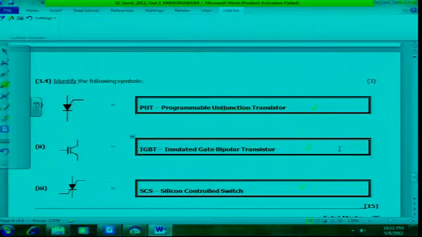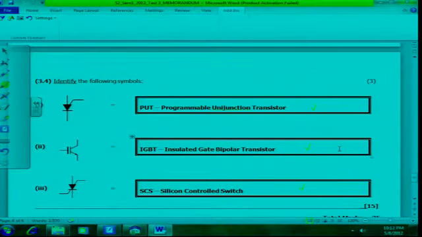First one, of course, was the programmable unijunction transistor, or the PUT. Some of you wrote PUT and then you wrote something else at the end. Then you, of course, also lost the marks. IGBT, insulated gate bipolar transistor. Most of you didn't get that one. I got answers like a capacitor coupled NPN transistor or something like that as well, which of course is wrong. And the last one, silicon controlled switch.